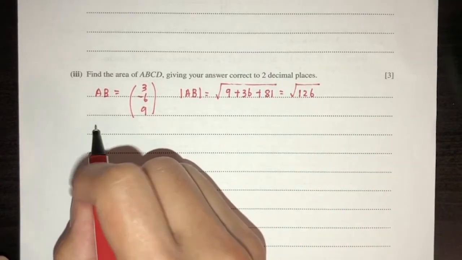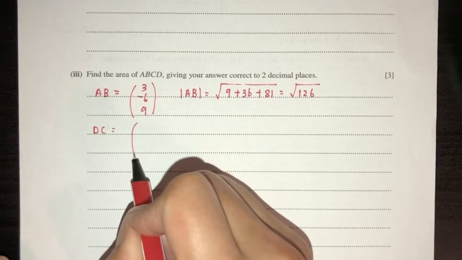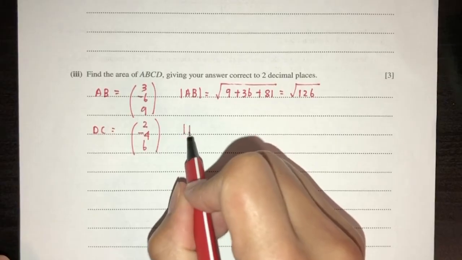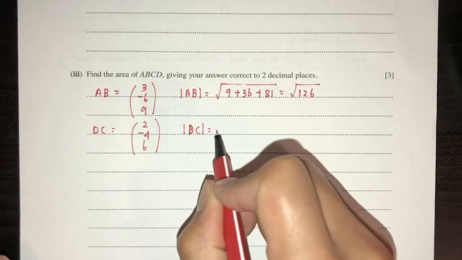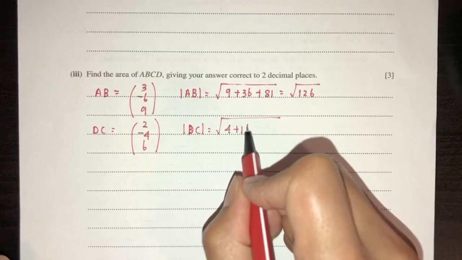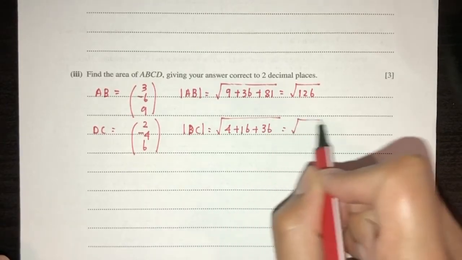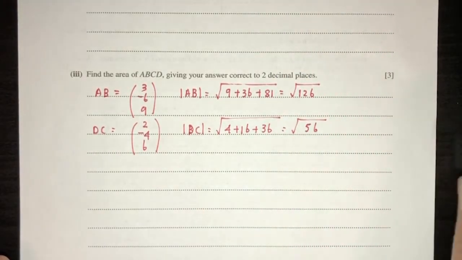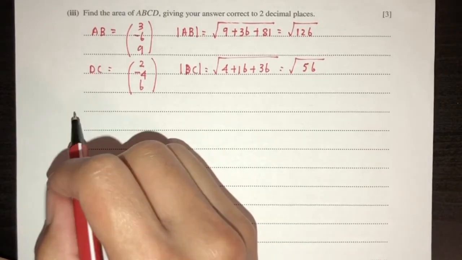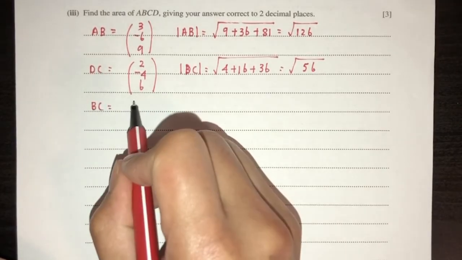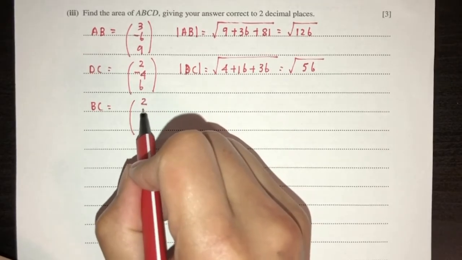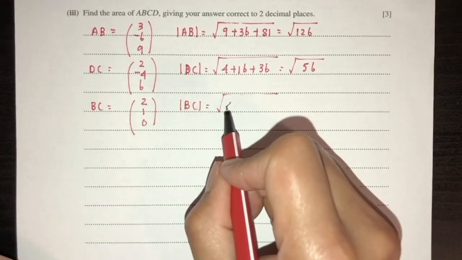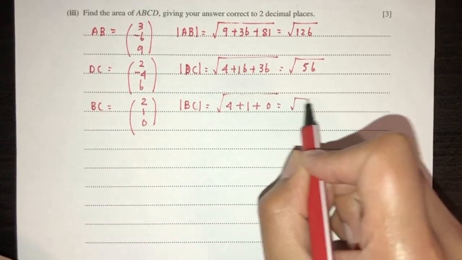Okay, next one. What is the length of DC? Given to us by 2, minus 4 and 6. So DC will be root of 4 plus 16 plus 36. That will be root 56. And finally, we need to find the length of BC, which is the height. BC has been found to be 2, 1, 0. So the BC magnitude will be 2 squared is 4 plus 1 plus 0, which is root of 5.